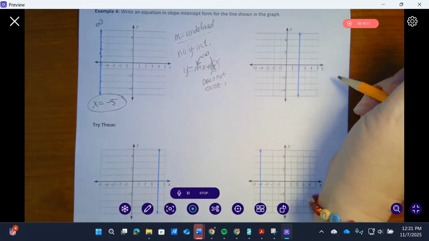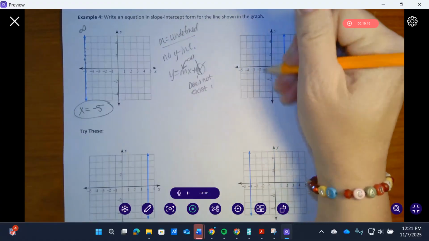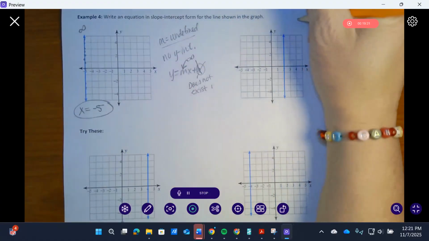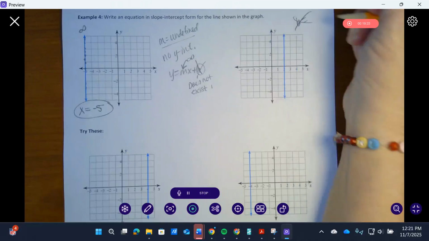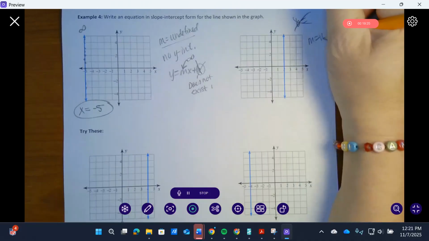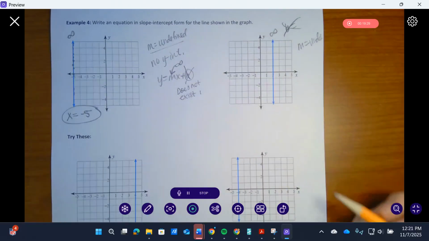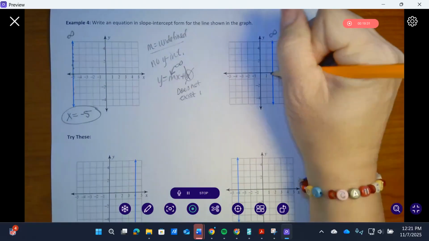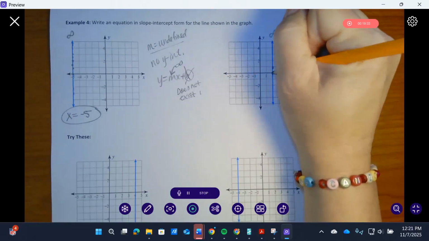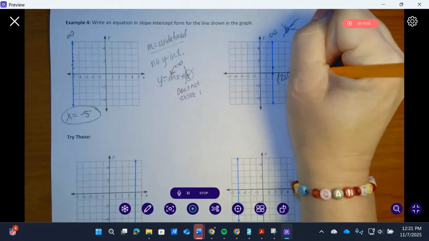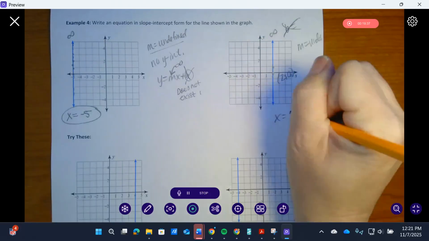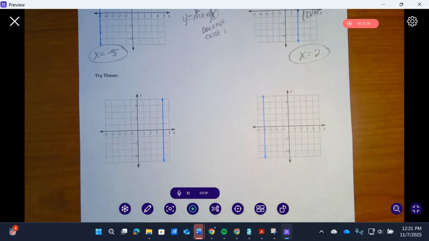Okay, come over here, next one. Let's try another one. Again, no y-intercept at all, so b doesn't even exist. Slope is undefined. It's infinitely steep, straight vertical line. But what do they have in common? Well, what's my x value here? It's 2. That's the equation for my line.